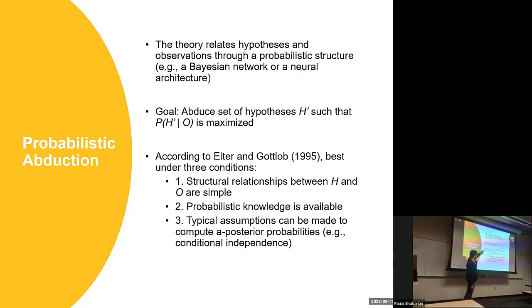And so there are 3 conditions Eiter and Gottlob give where this is useful. There is a structural relationship between the hypotheses and the observations, and that can be simply expressed in something like a Bayesian network. Probabilistic knowledge is available, which is straightforward. And then typical assumptions for your probabilistic framework can be made. So you have to know what things are, where the dependencies are, basically, and which things are independent.